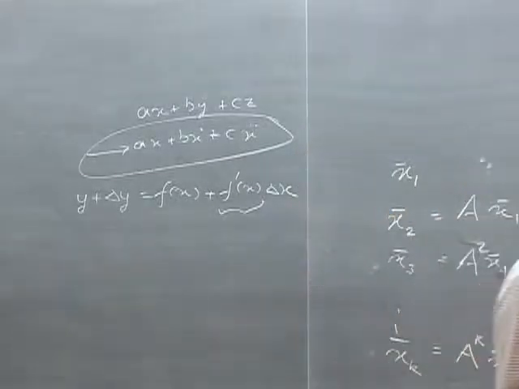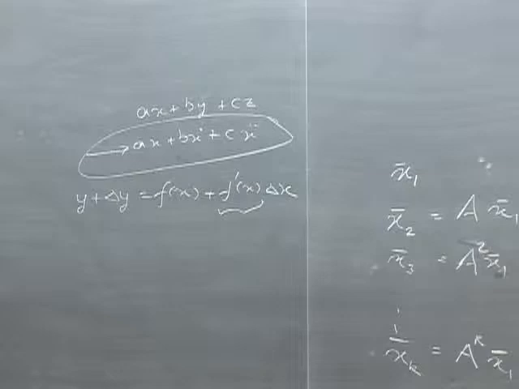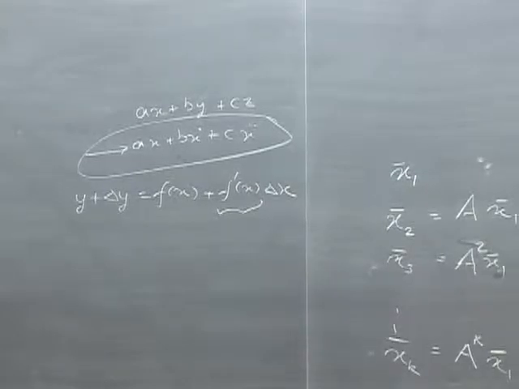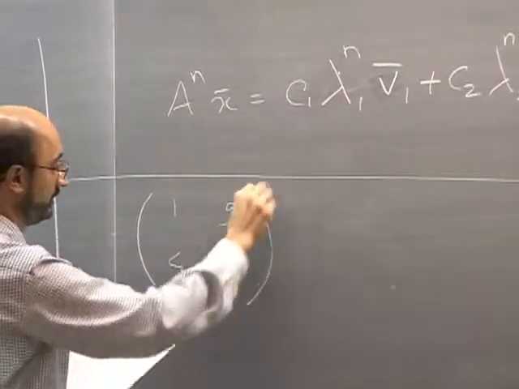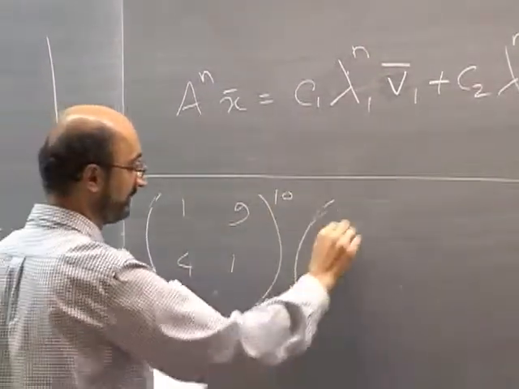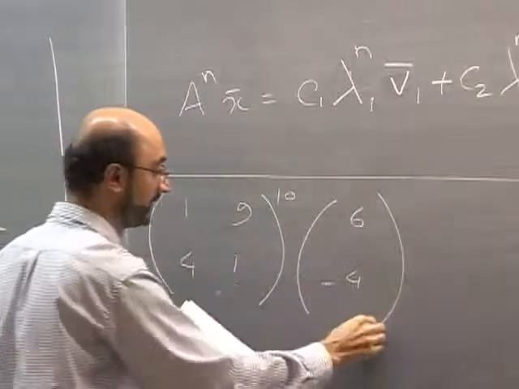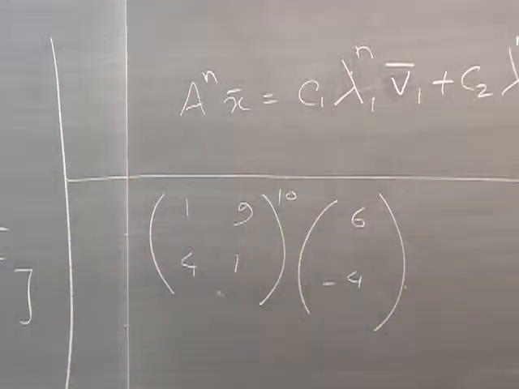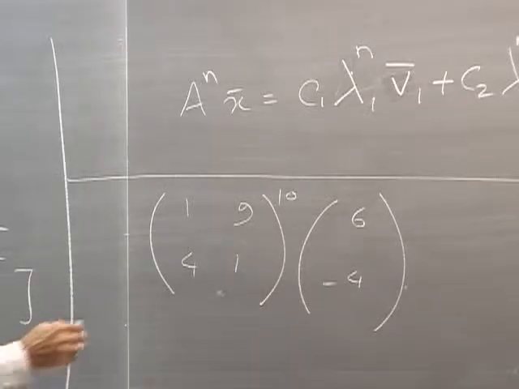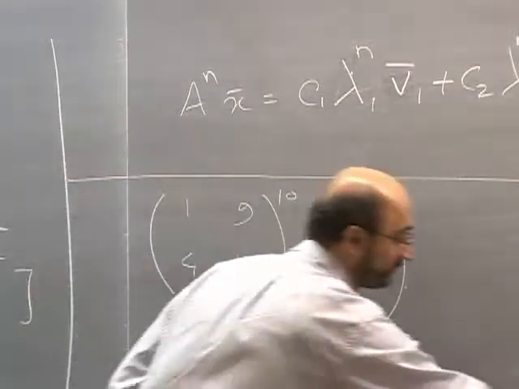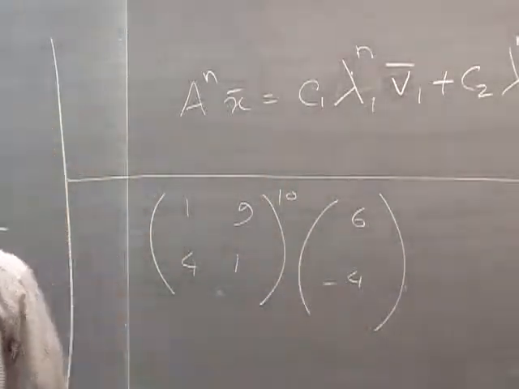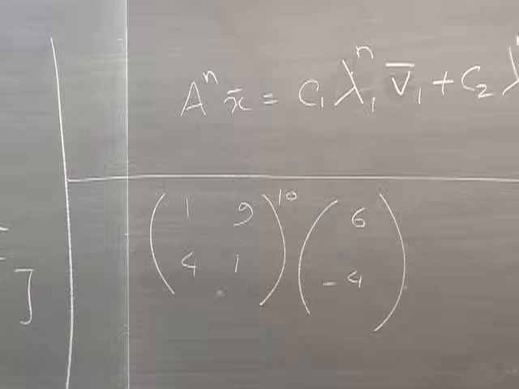Okay, so let me do an example here. Actually, there's a homework example that I'll do first because it's an easy one. So we wanted to compute this one, [[1,9],[4,1]] to the 10th multiplied by (6, -4). From the previous homework and last time's lecture, we know the eigenvalues and eigenvectors corresponding to this are the following. So I'm going to just replace it.